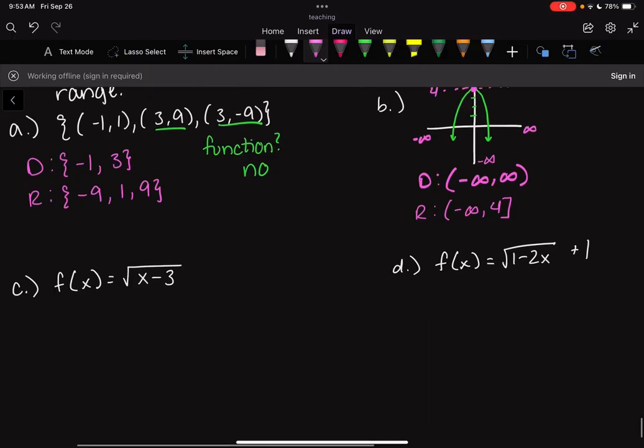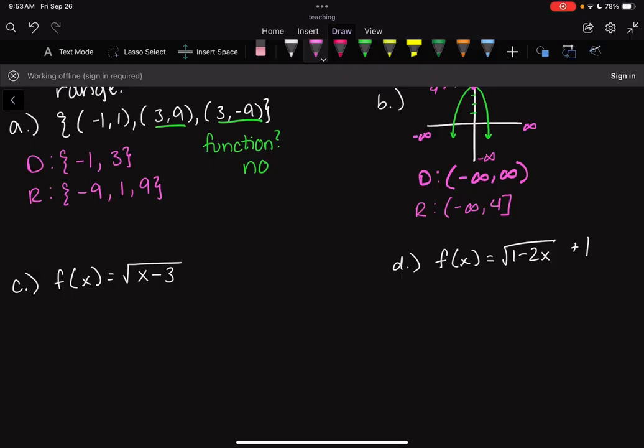Let's take a look at C. So C actually has a restriction. So square roots have restrictions. So I want you to think about what the restriction is for a square root. With square roots, the problem is you never want the inside of a square root to be negative, because if that happens, then you have imaginary answers.